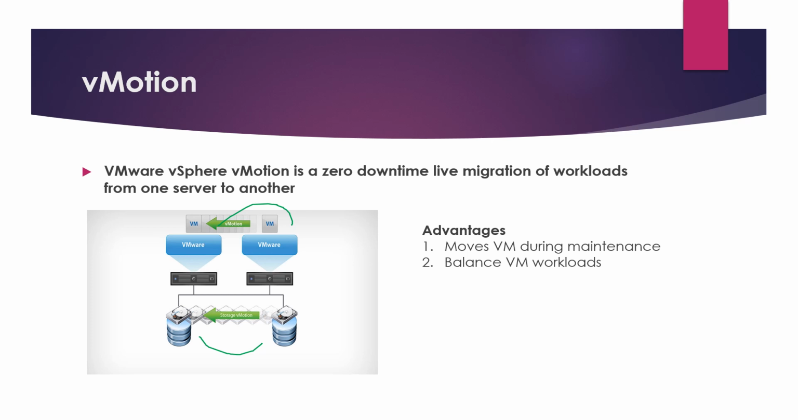Advantages of vMotion. vMotion helps to move the VM during maintenance. In case of any maintenance task on the underlying physical host, we can migrate the VM to other available hosts in the cluster. Second one is balance workloads. In case of high CPU or memory usage on the physical host, we can move the VM from that host and balance the workloads across the cluster.